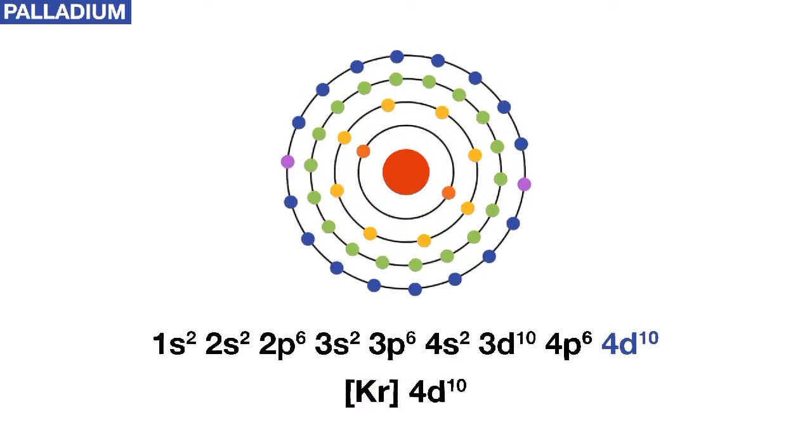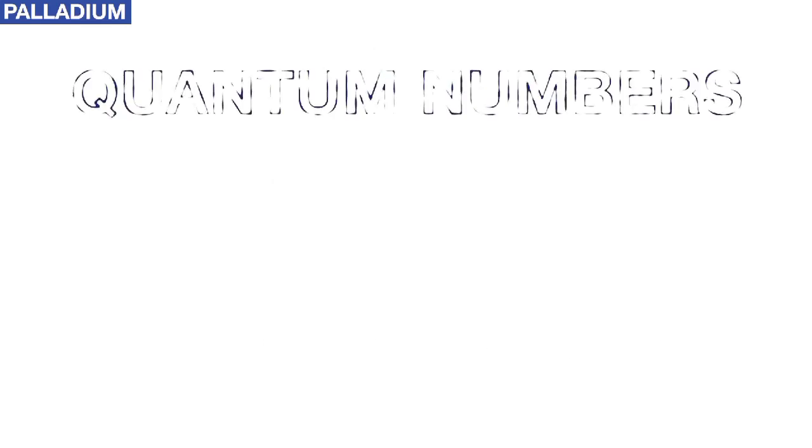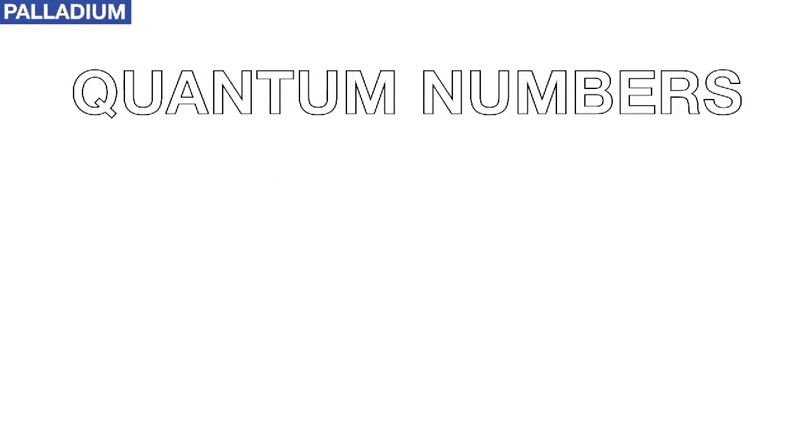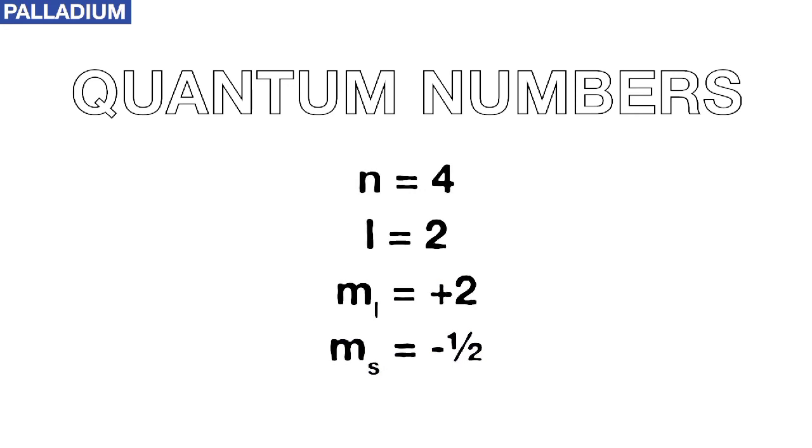Kr stands for krypton. In addition, let's get 4d10's quantum numbers. 4d10 is the 47th electron. This means that n is equal to 4, l is equal to 2, the sublevel is dumbbell shape, m sub l is positive 2, and m sub s is negative 1/2 spin down.